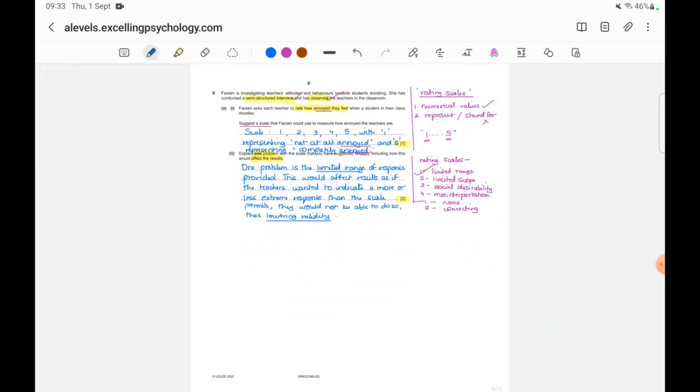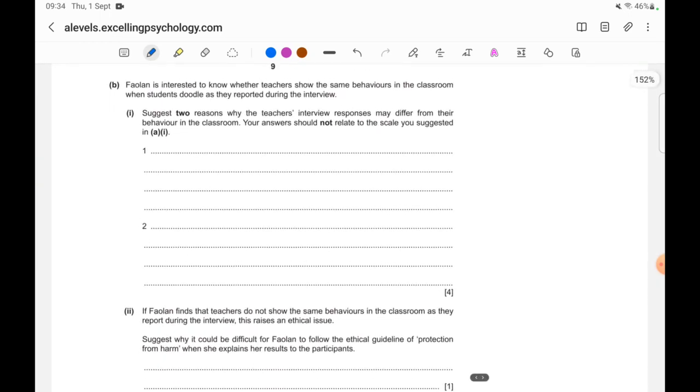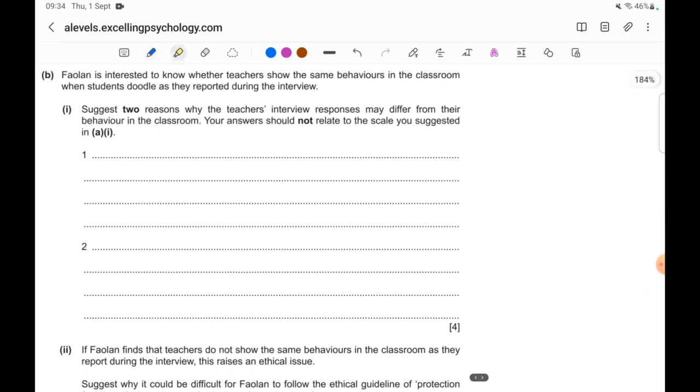Okay, so this is about question 8. There is more to this question, so let's move on. Question 8b, continuing with the same example. The researcher is interested to know whether teachers show the same behaviors in the classroom when students doodle as they reported during the interview.